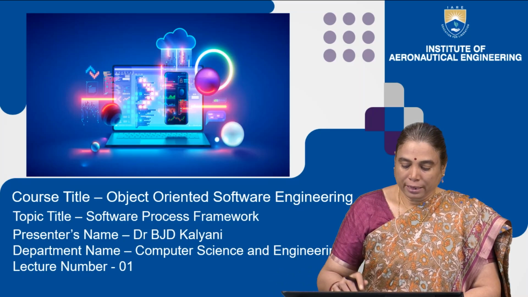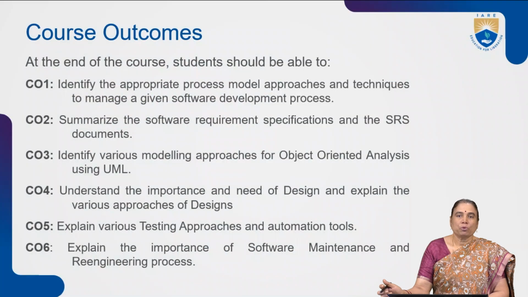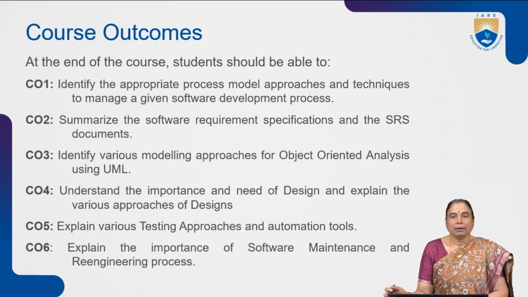This topic's learning outcome is mapped with Course Learning Outcome CO1, which is to identify appropriate process model, approaches and techniques to manage a given software development process. In this video, I will briefly discuss what is software process, how project and processes are related, what are major framework activities, and what are the list of umbrella activities.